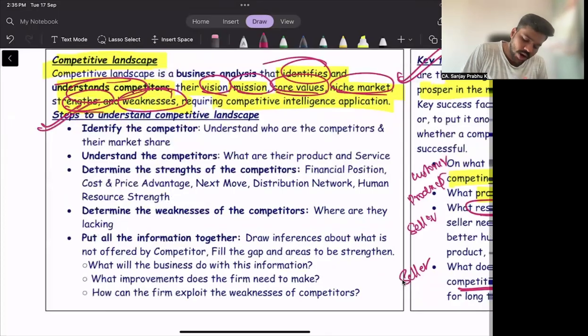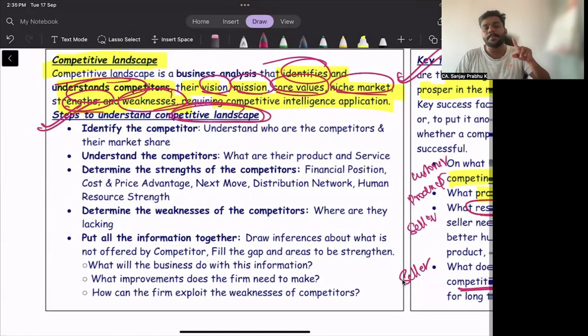So that's a question. What are the steps to understand the competitive landscape? Step number 1. First, you have to identify who are your competitors. Say, for example, I'm going to start a CA coaching institute in Kerala. So first of all, I have to understand who are my competitors. There is Indian Institute of Commerce Lecture, there is Triple I, there is Logic, there is Elance, there is Eagles, so many private institutes plus ICAI. So I should identify who are my competitors.